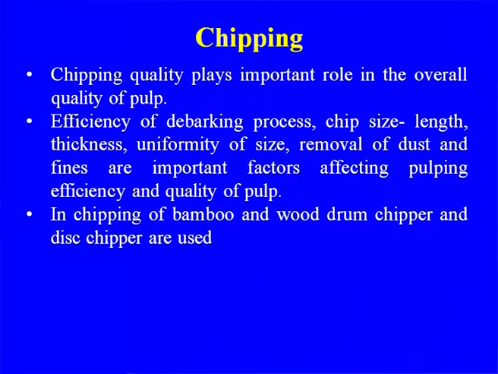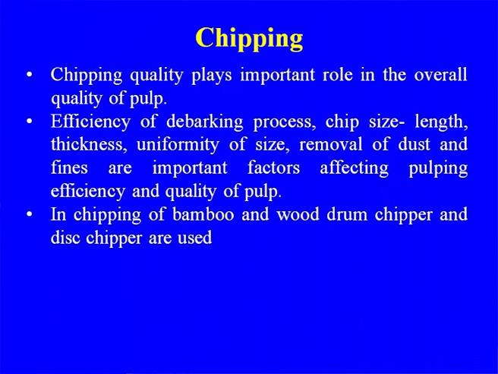Chipping is very important, because if you have the proper size of the chip, then the pulping will be better and the quality of the pulp produced will be better. So, chipping plays an important role in the overall quality, and the efficiency of the debarking process is also very important for getting good chips. If bark is present in the chips, it will cause problems, especially for bleached pulp. So, the chip size, thickness, uniformity of size, and removal of dust and fines matter.